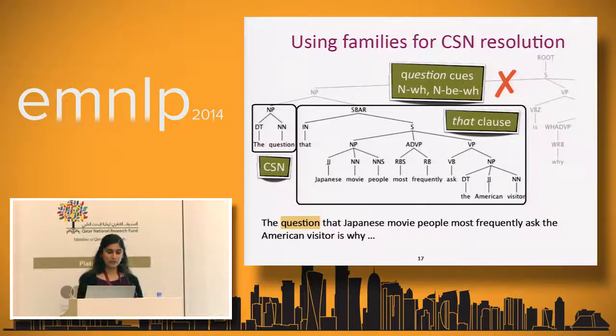Now let's look at this other example. The question that Japanese movie people most frequently ask the American visitor is, why blah blah blah. So in this case, we want to resolve question, but Schmidt's cues say that if the postnominal clause is not a WH clause, don't extract it as the shell content. So in this case, since the postnominal clause is a that clause, we don't extract it as the shell content.